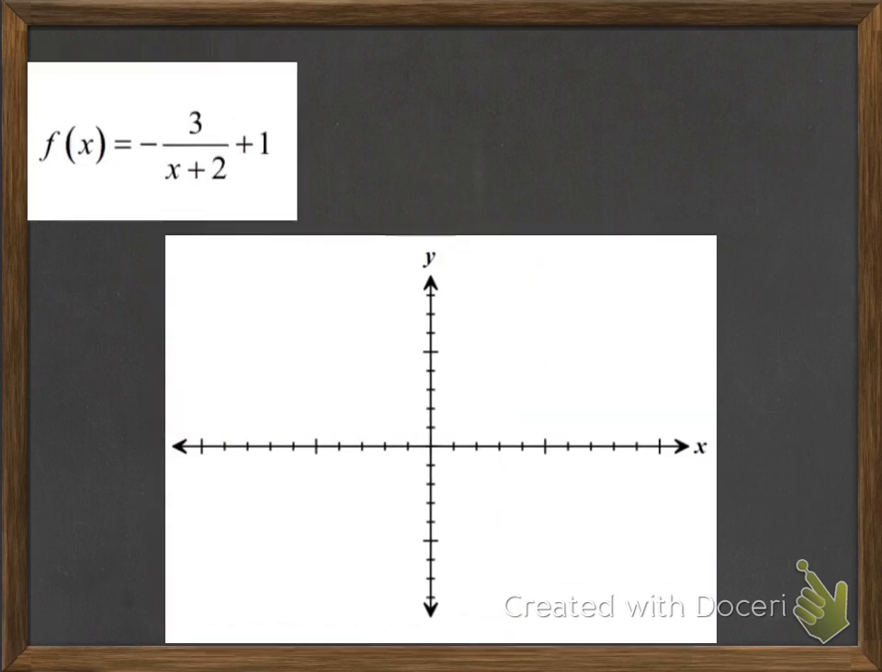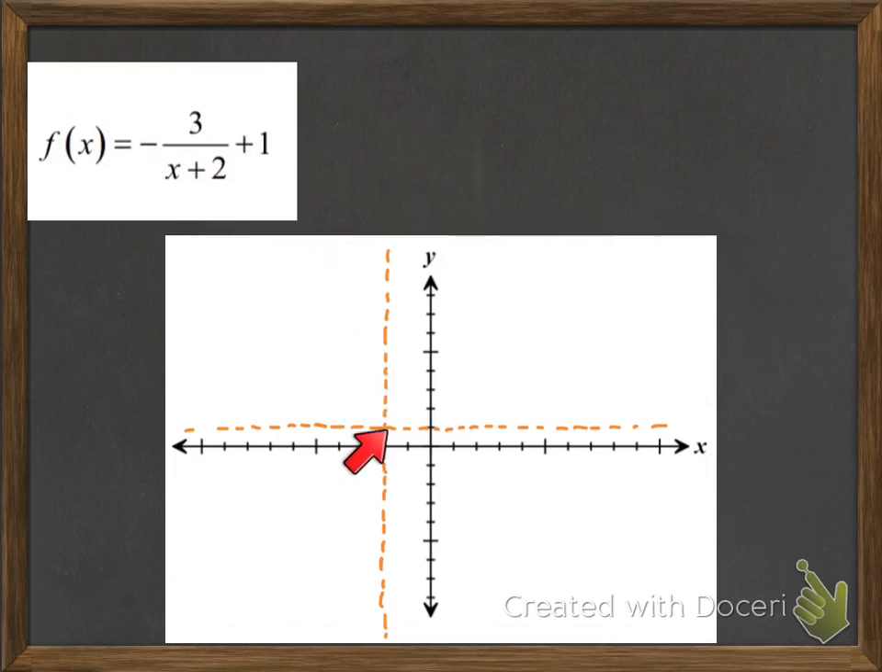All right, next problem. Again, we have a shift up 1 unit, and so up 1 unit is going to be our horizontal asymptote. And then we have a shift left 2 units, so that's going to be the location for the vertical asymptote. It does have a reflection over the x-axis, so that means my graph is going to be located in this quadrant and this quadrant. And we have a vertical stretch by a factor of 3.